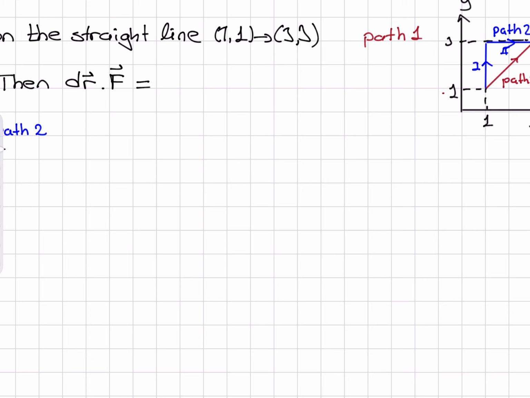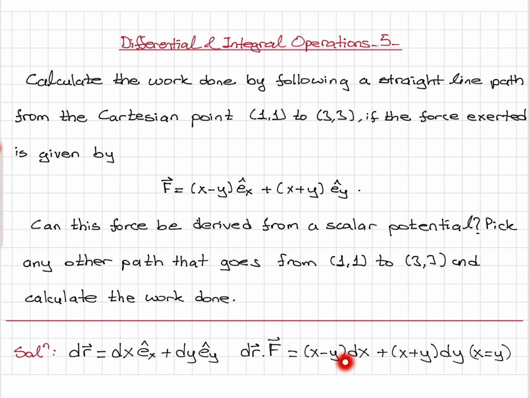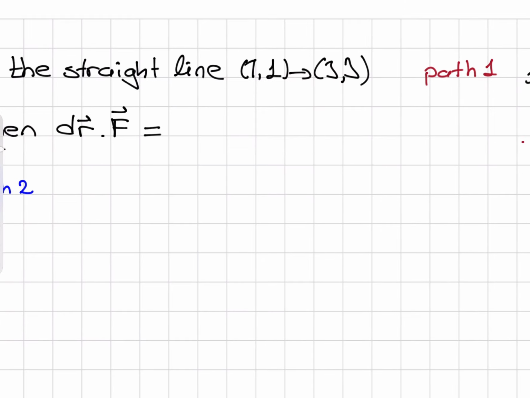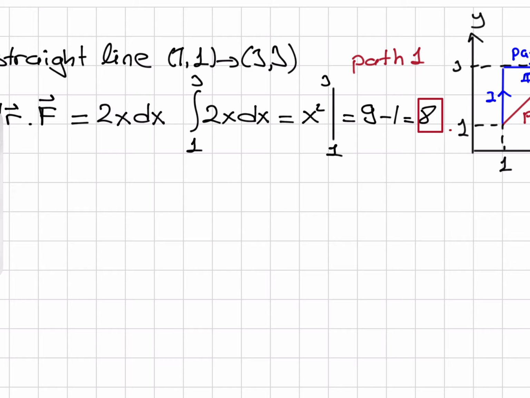Now if I set x equal to y here, this will become 0. This will be 2y dy, or since x is equal to y, it will be 2x dx as well. So this is 2x dx. And now the integral from 1 to 3 of 2x dx will be x squared, evaluated between 1 and 3. So therefore this is 9 minus 1, which is 8. So the answer I find on path 1 is 8.